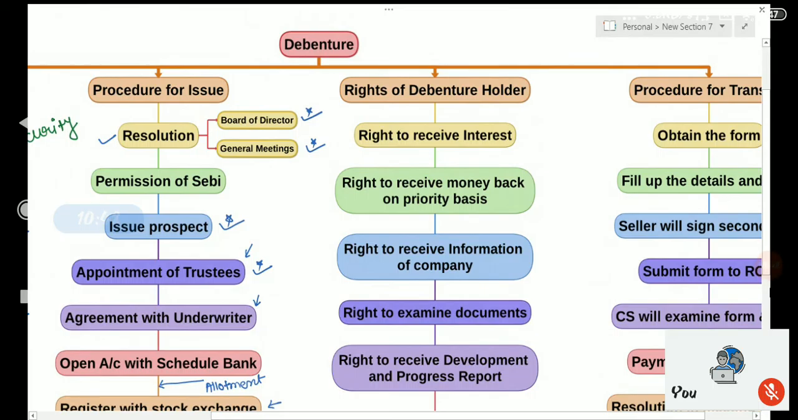Means the company is having some creditors, the company is having some outstanding liability towards the government, whatever it is.